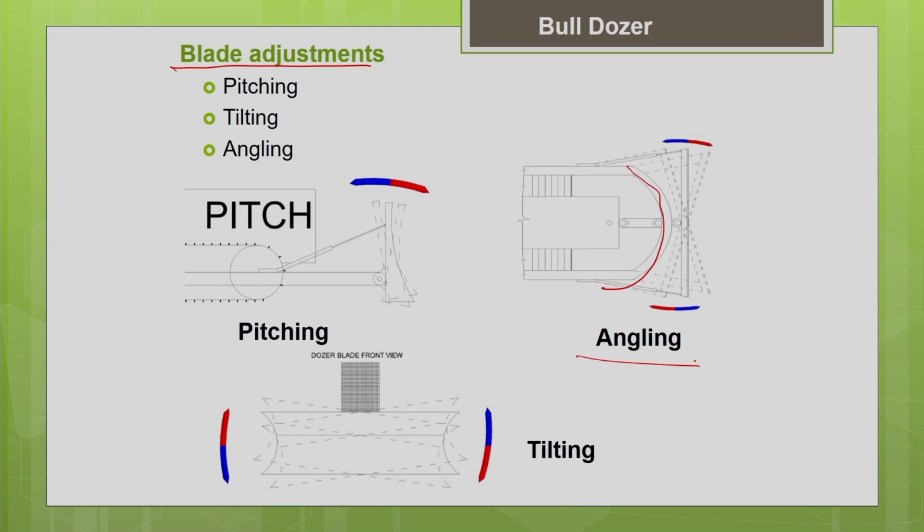Similarly, some of the bulldozers have this kind of tilt cylinders and pusher arm arrangement. So in those bulldozers some of the movements are possible. We will discuss what all the possible movements are in detail in the upcoming slides. Basically pitching, tilting and angling are the three types of blade movements which are commonly seen in bulldozer blades.